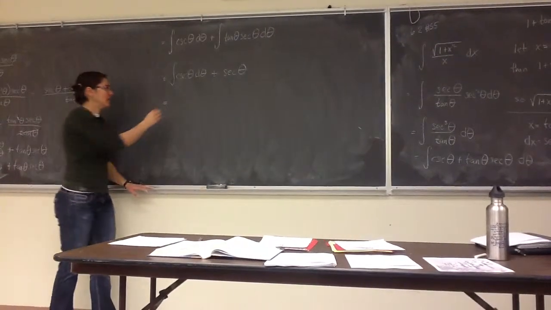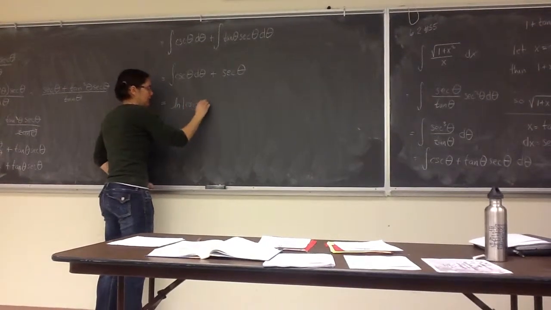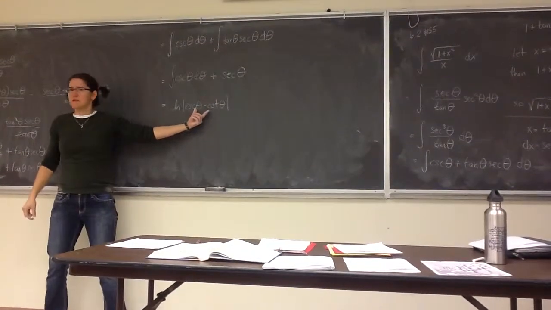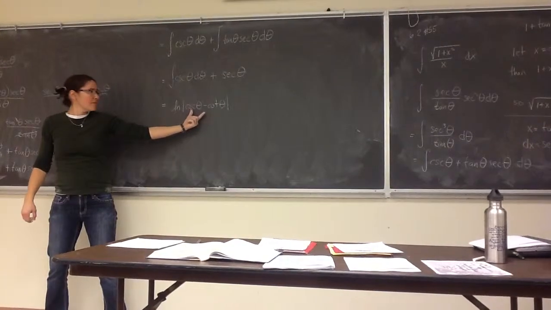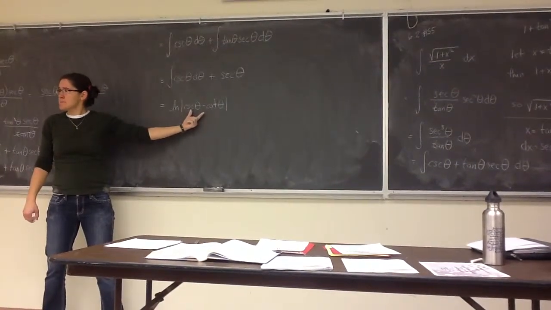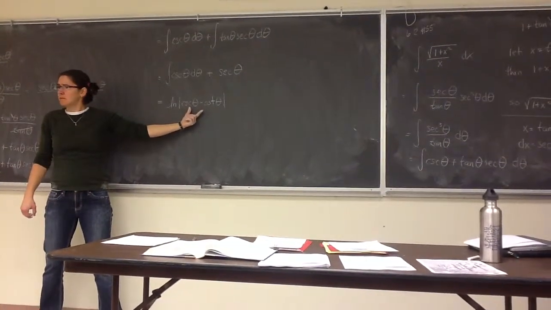Ln of cosecant theta minus cotangent theta. Do I have a second on that? I've got ln of sin theta over cosine theta plus 1. Okay, which could possibly be the same.